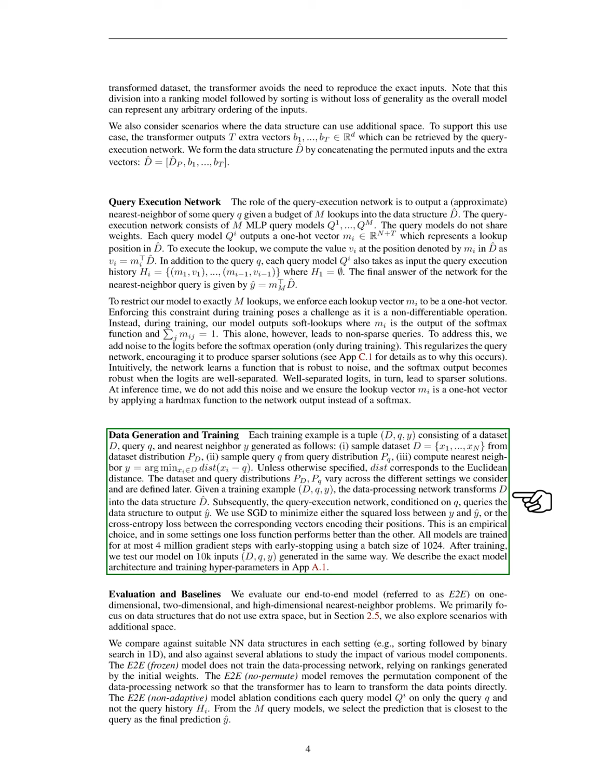Once we have a training example, our data processing network transforms the dataset into a structured format. Then, the query execution network uses the query to retrieve the nearest neighbor from this structure, producing an output. We apply stochastic gradient descent to minimize the difference between the actual nearest neighbor and our model's output, using either squared loss or cross-entropy loss, depending on which performs better in a given setting. We train our models for up to 4 million gradient steps, using a batch size of 1024, and we implement early stopping. After training, we evaluate our model on a set of 10,000 inputs generated in the same way.